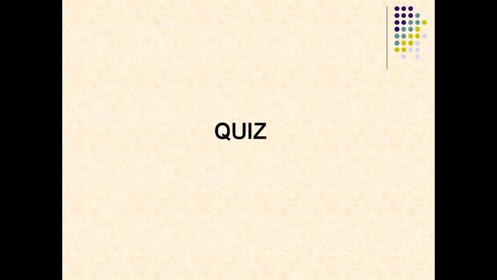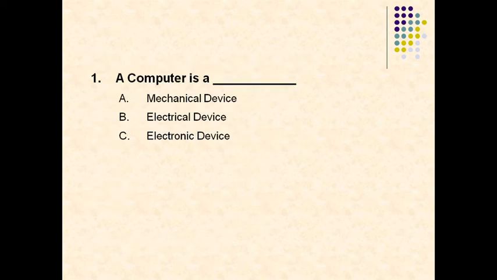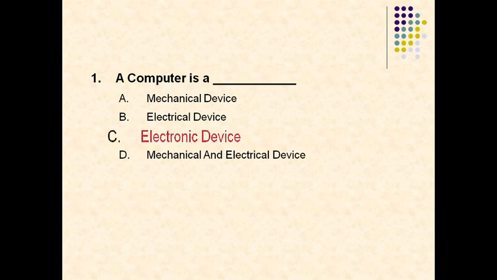Okay students, now let us see a quiz here. Here you have a question. A computer is a dash. What is a computer? You have four choices, A, B, C, D. A, mechanical device; B, electrical device; C, electronic device; D, a mechanical and electrical device. So what is the answer here? A computer is an electronic device.